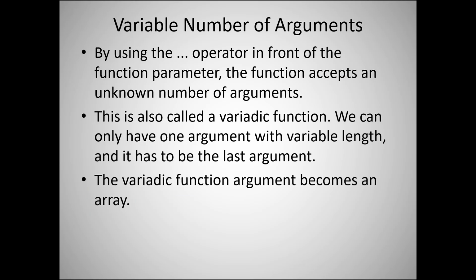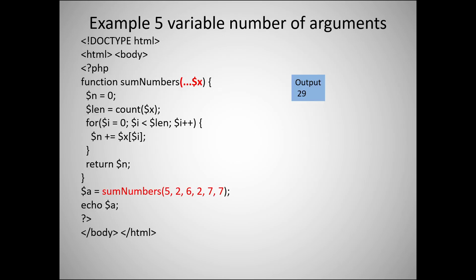So, variable number of arguments. Suppose we didn't know the number of arguments for passing to a function, we have the option in PHP to specify a variable number of arguments. By using the triple dot operator in front of the function parameter, the function accepts an unknown number of arguments. This is also called a variadic function. We can only have one argument with variable length, and it has to be the last argument.